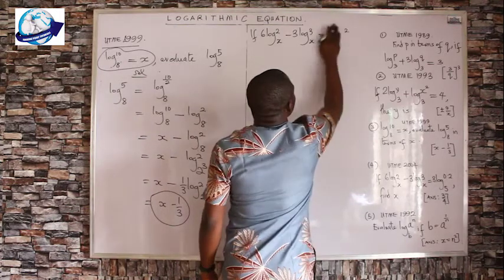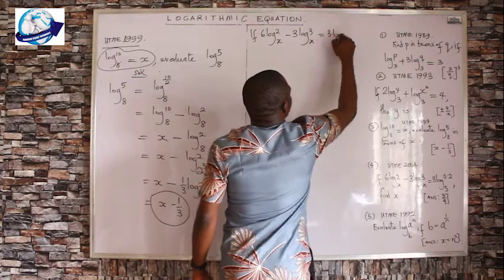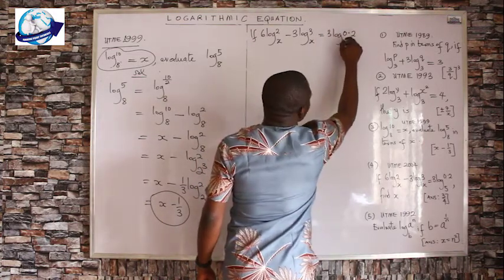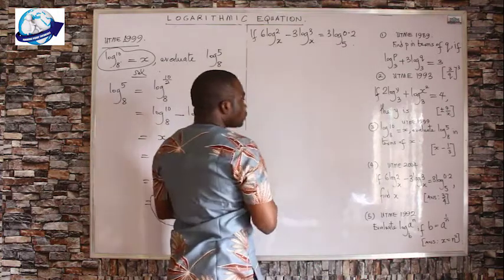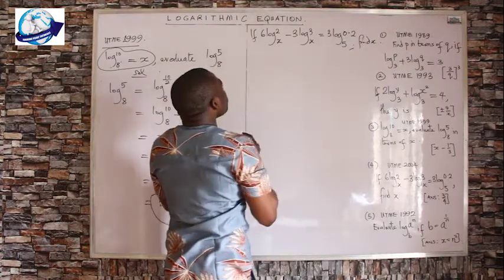0.2. Mind you, I omitted something. I think there's a 3 there. That's 3 logarithm 0.2 base 5. Okay, so we should find x. Find x. Okay, no problem.